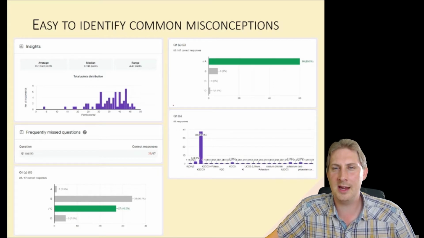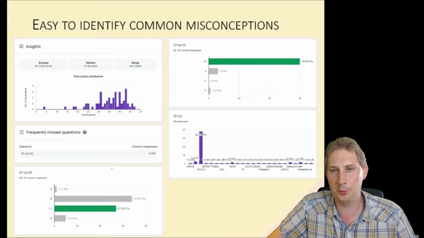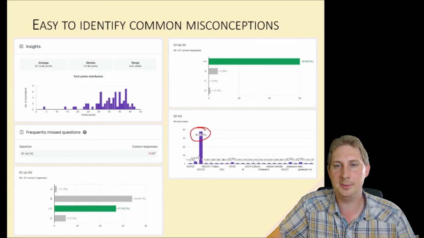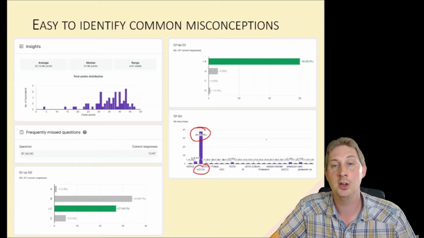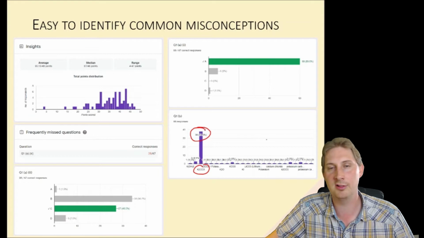It'll also give you information on the variety of answers to short answer questions. So here there was that formula one. You can see that about 60% of people got the right answer, but there are a wide variety of other answers which you can go through and decide whether they deserve credit or not.